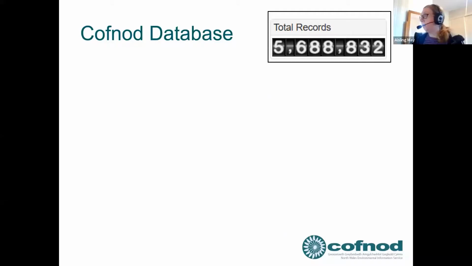So I think at this point I shall hand you over to Aisling, who will tell you more about the COVNOD systems. So yeah, we have over 5.5 million records, and the number of records increases all the time. But of course, we're not just worried about the total number of records. It's the having a really good spread across the area we cover, and having a good range of different species groups as well.